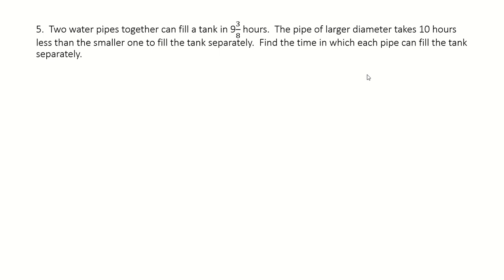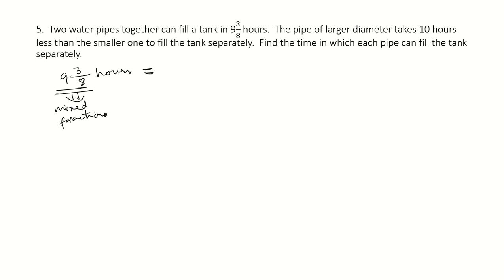Here it's given two water pipes together can fill up a tank in 9 whole 3 by 8 hours, right? This is a mixed fraction which is given. Two pipes can fill the tank in this number of hours. If you want to convert it into an improper fraction, how do you convert a mixed fraction to an improper fraction?